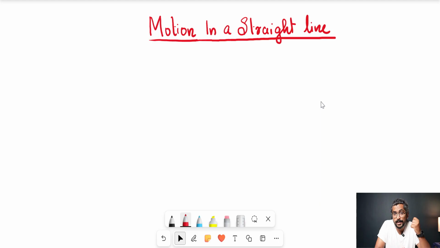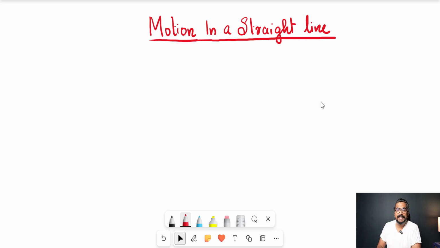Motion in a straight line. In this chapter, we are going to study the movement of an object moving in a straight line. Before starting the class, we need to study some basic ideas about this chapter, some prerequisites.